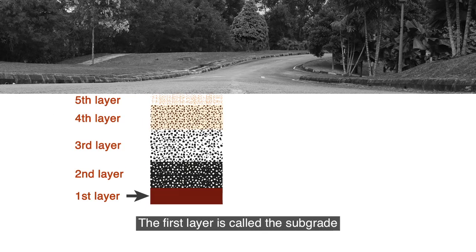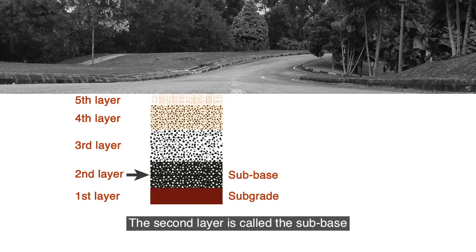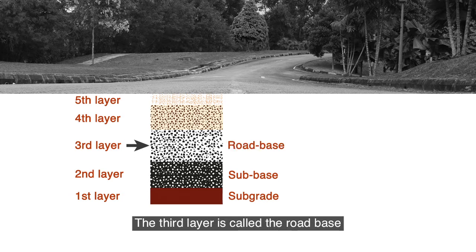There are five main road layers involved in road construction. The first layer is called the subgrade, which is the existing soil. The second layer is called the subbase, which consists of coarse aggregates. The third layer is called the road base, which is also made of aggregates, but it is finer than the aggregates in the second layer.